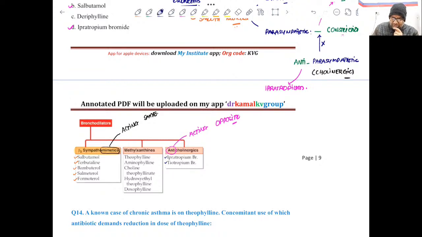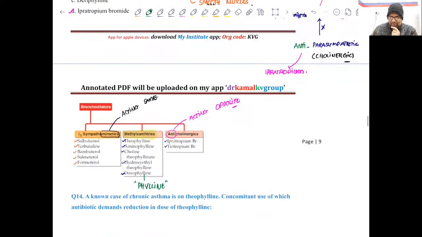There is another class which can be used as bronchodilators. This is methylxanthine, which includes theophylline, aminophylline, choline theophylline, hydroxyethyl theophylline, or doxophylline, right? So these are all the phylline group. You can remember, they all end with phylline, right? So these are bronchodilators. Therefore, our answer will be A, hydrocortisone.